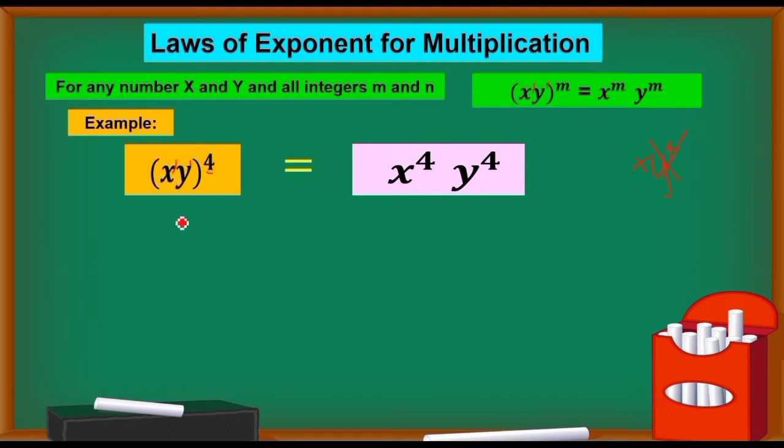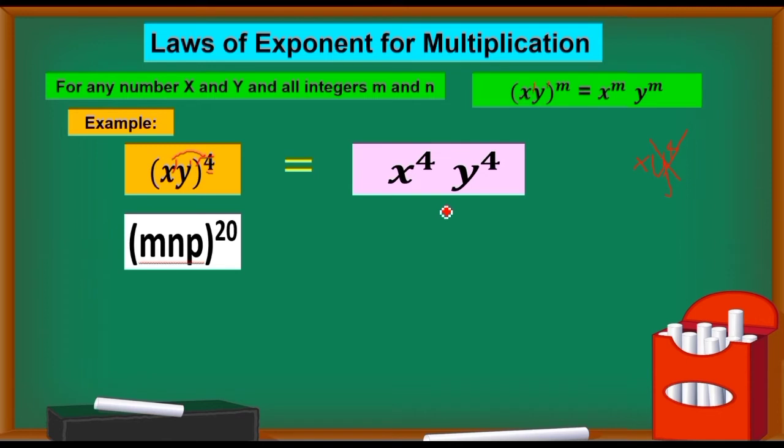Ma'am, bakit po ganon? Kasi po, naka-parenthesis. Kung yung isa, i-distribute mo kay x yung 4, at yung 4 ay i-distribute din po kay y. Kaya, ang sagot ay x raised to 4, y raised to 4.